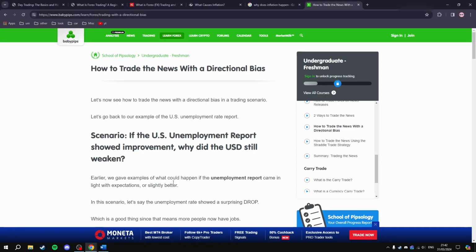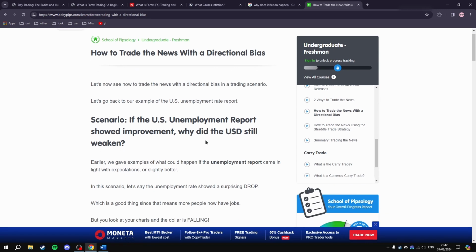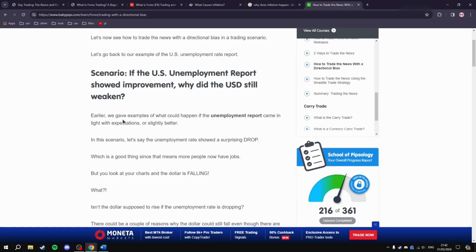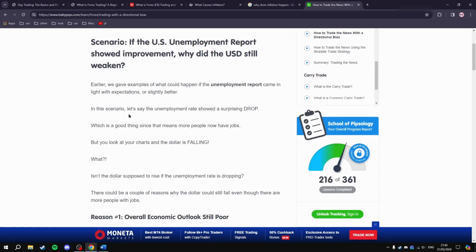Let's now see how to trade the news with a directional bias in a trading scenario. Let's go back to our example of the US unemployment rate report. Scenario: if the US unemployment report showed improvement, why did the USD still weaken? Earlier we gave examples of what would happen if the unemployment report came in light with expectations or slightly better. In this scenario, let's say that the unemployment rate showed a surprising drop.